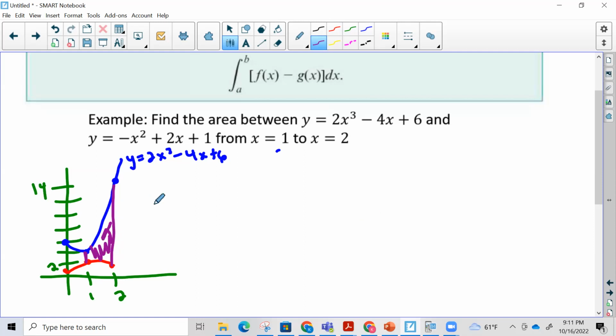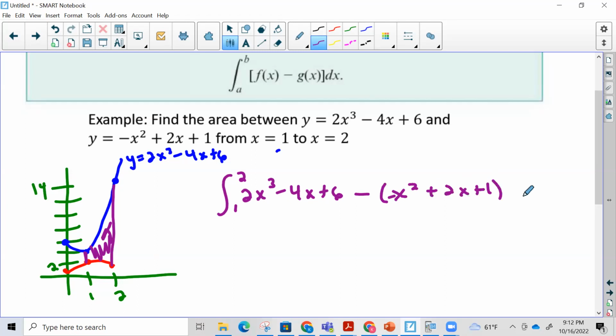Okay, so we're going to use the f of x, g of x. So f of x in this case is this blue curve that's above, and g of x is this one below. We're comparing the y values, which one's higher on the y-axis. So I'm going to do the integral from 1 to 2 of this top function, 2x cubed minus 4x plus 6. And then I'm going to subtract the bottom function and take the integral of that. So first simplify to make it easier.